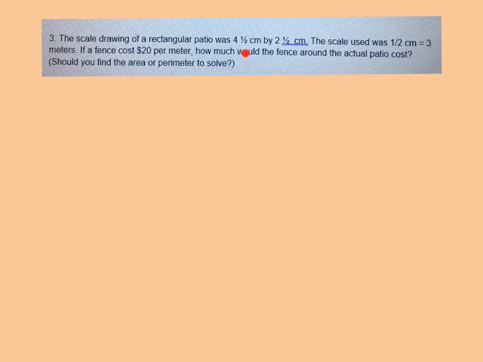So they gave us how big the patio was on the blueprint or on the drawing, and they gave us the scale. So we need to find out how big the actual patio was, so then we can find out the cost of the fence. So let's just do it step by step. I'm gonna just draw my models first.